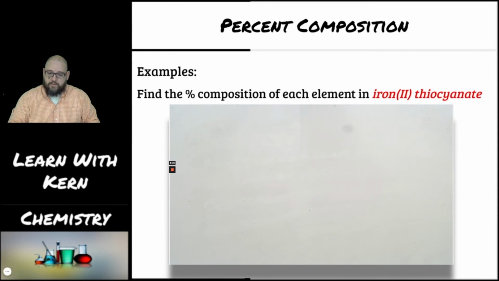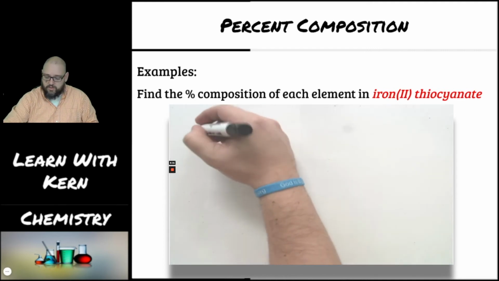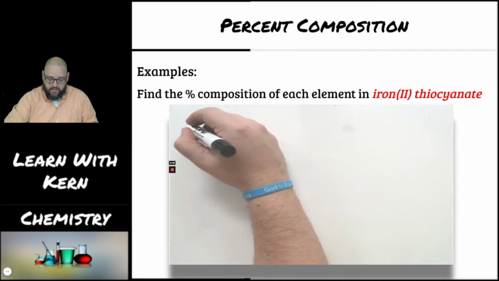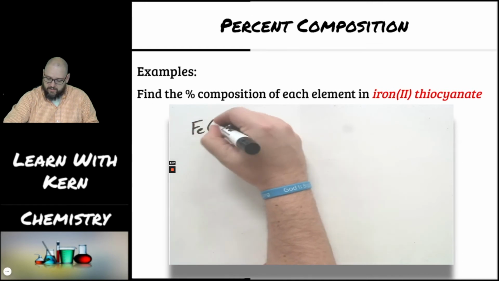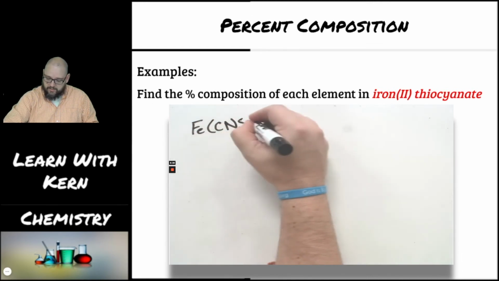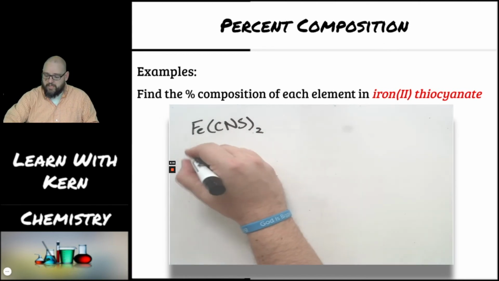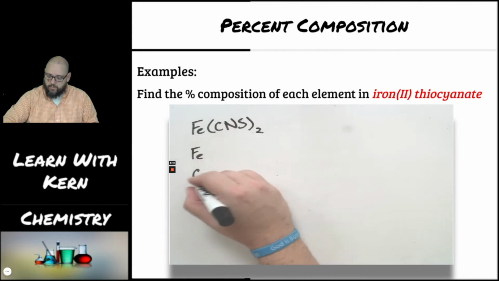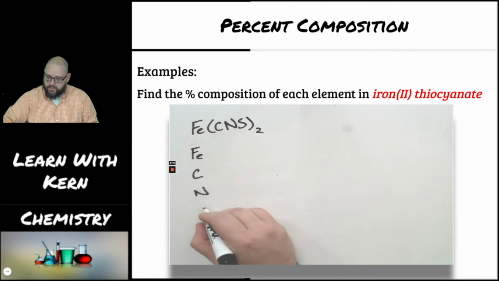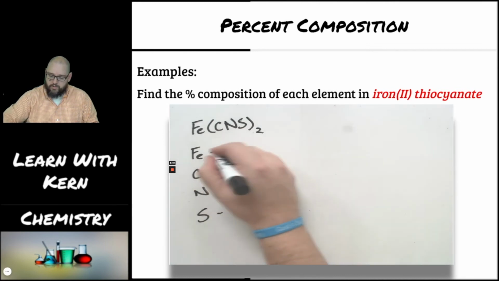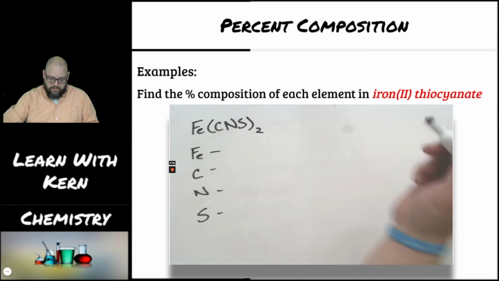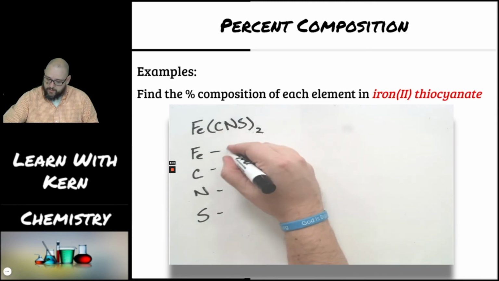So now let's do this example. We're going to find the percent composition of each element in iron thiocyanate. Again, it's the same thing. So first we're going to start off by giving us the formula. Iron(II) thiocyanate is Fe(CN)2S2. So there's my formula. So I know that I'm going to have iron, carbon, nitrogen, and sulfur. Those are my elements.